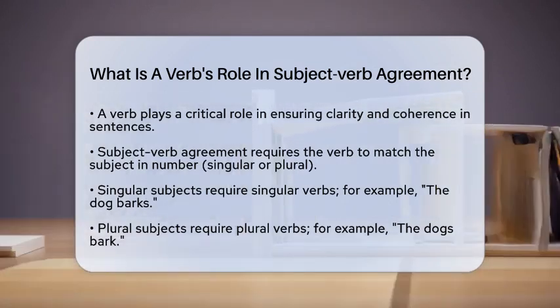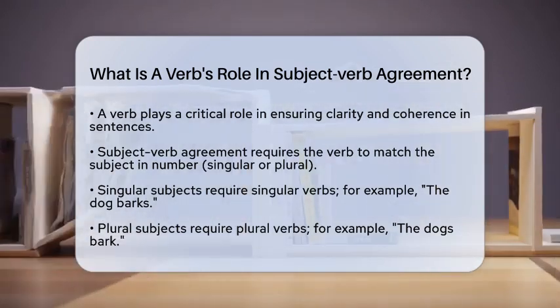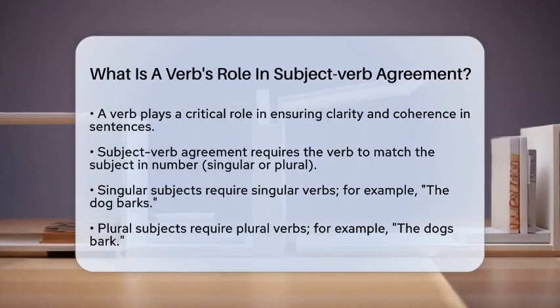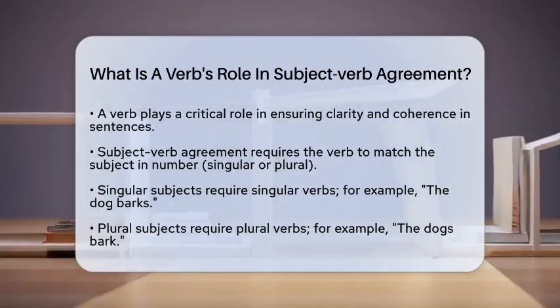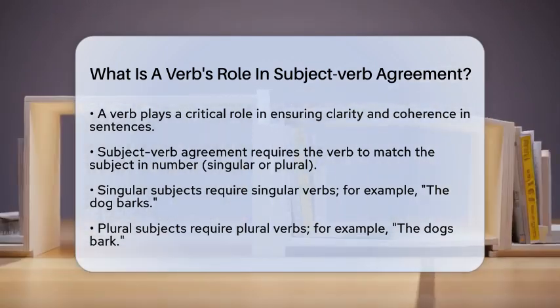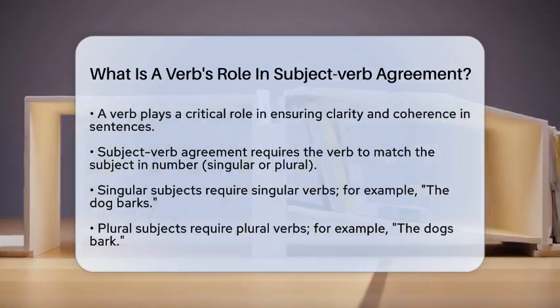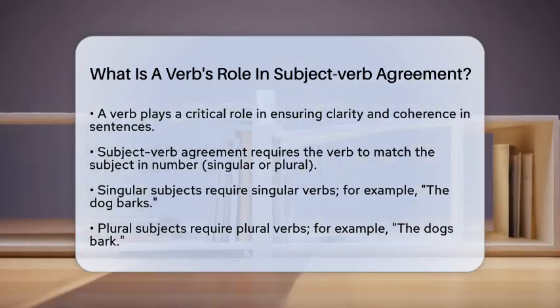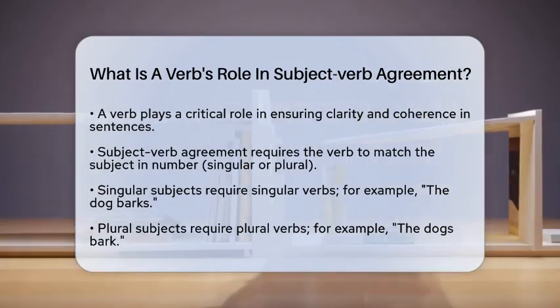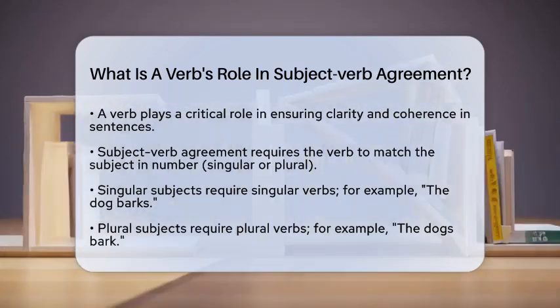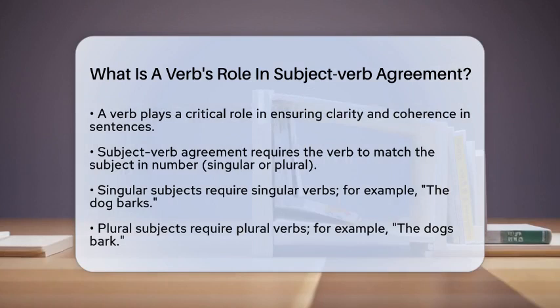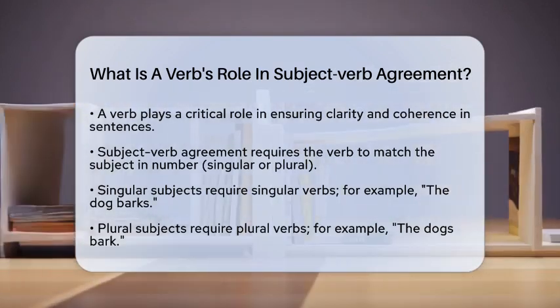Let's break it down. A verb must match the subject in number, which means it needs to be singular or plural. If the subject is singular, the verb must also be in its singular form. For example, if we say the dog barks, dog is singular and barks matches that. On the flip side, if we say the dogs bark, dogs is plural and bark reflects that change.